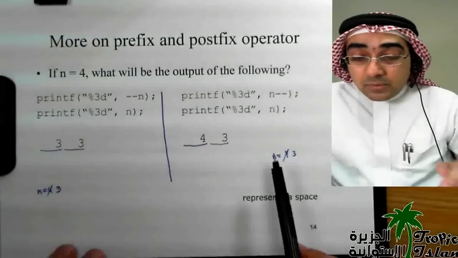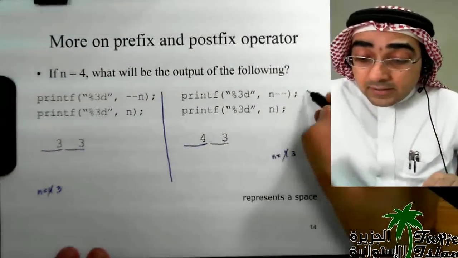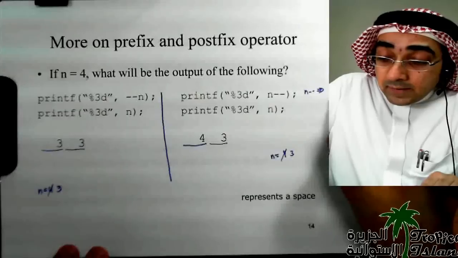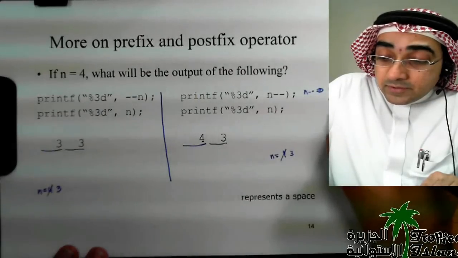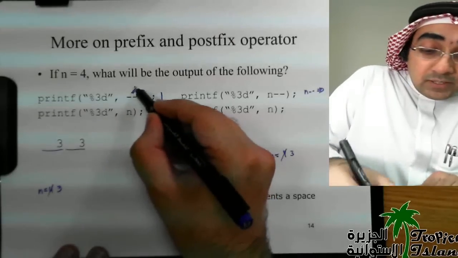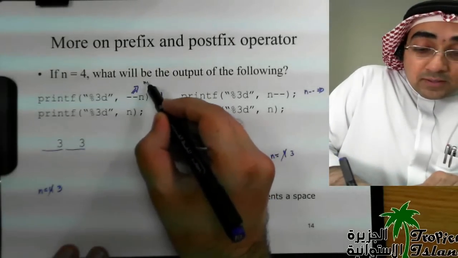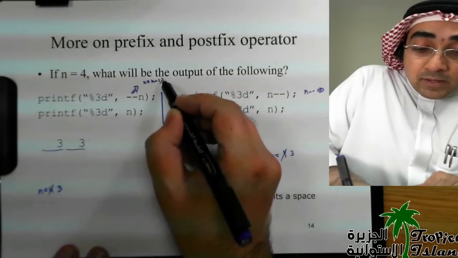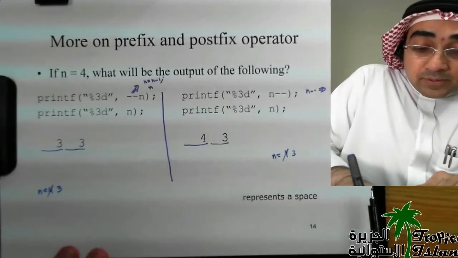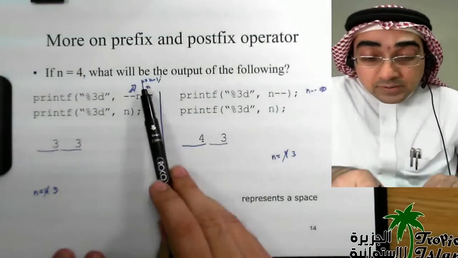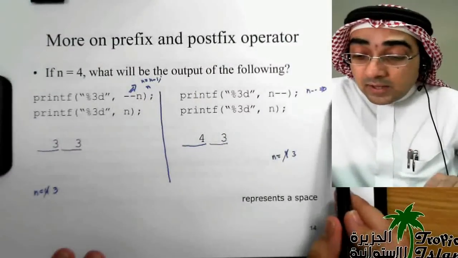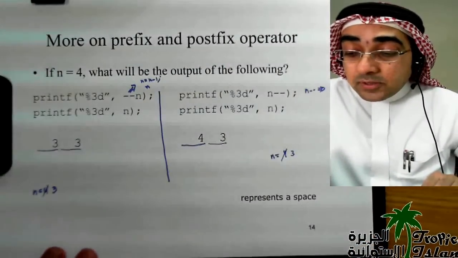Okay, so I print space 3 over here, and this is due to the fact that n minus minus is equivalent to saying n in the first statement, and in the second statement n equals n minus 1. And over here, what is equivalent is n is equal to n minus 1, then it's equivalent to saying print n. Okay, so you decrement n first, then print n. In this case, you print n and then you decrement n by 1.